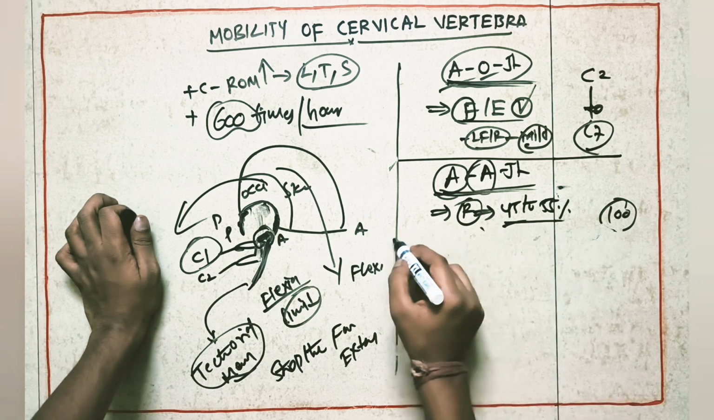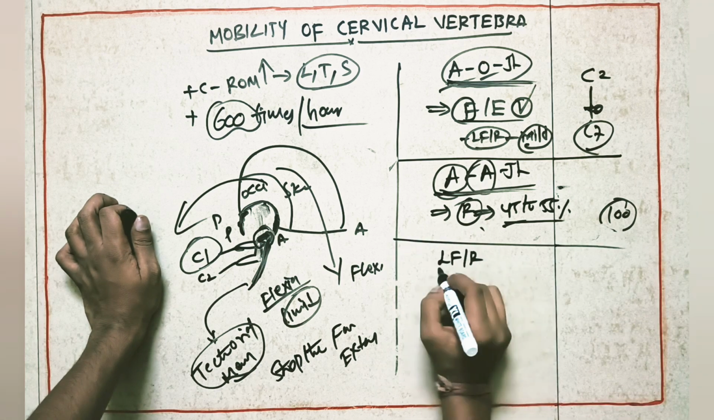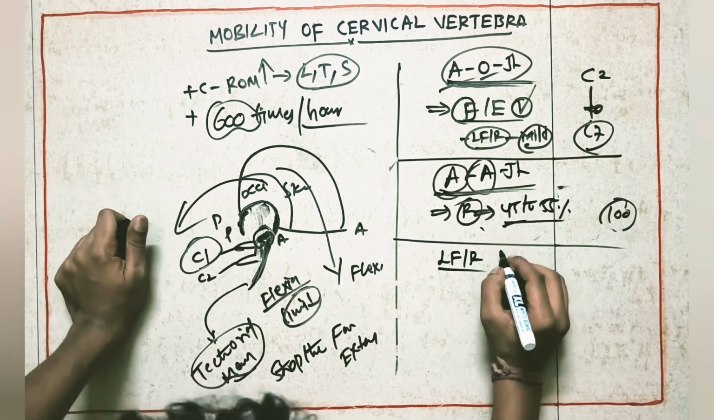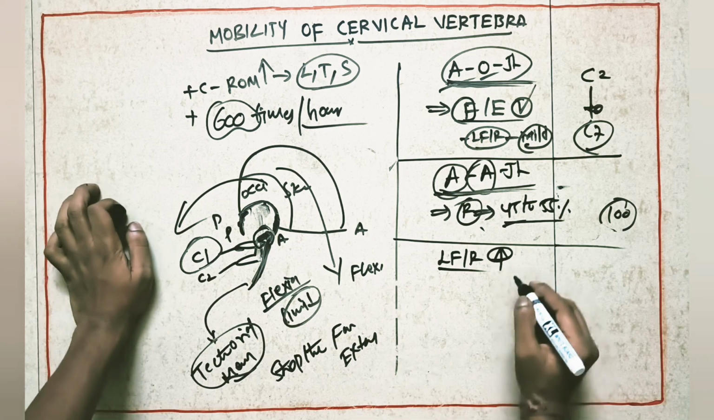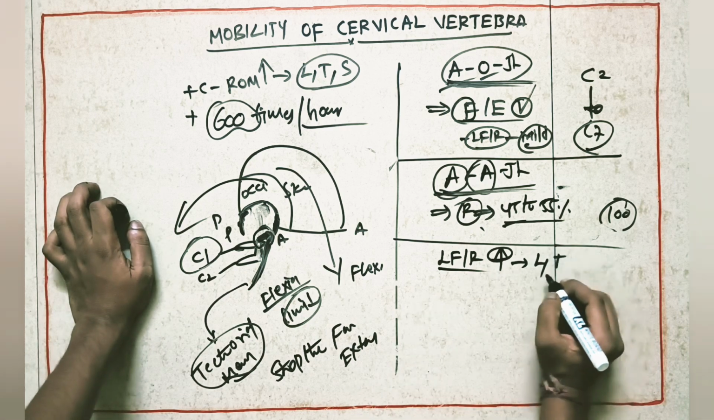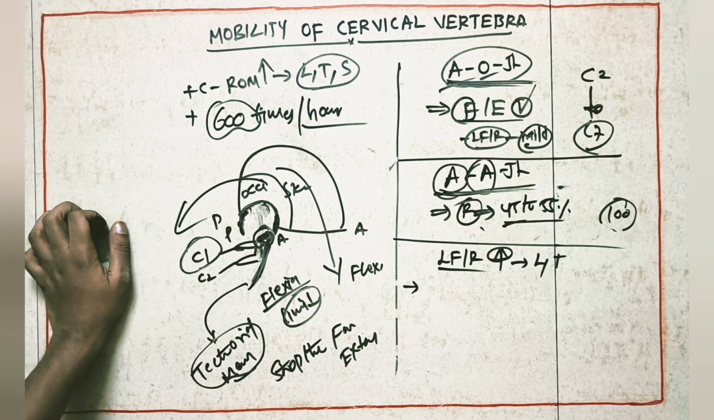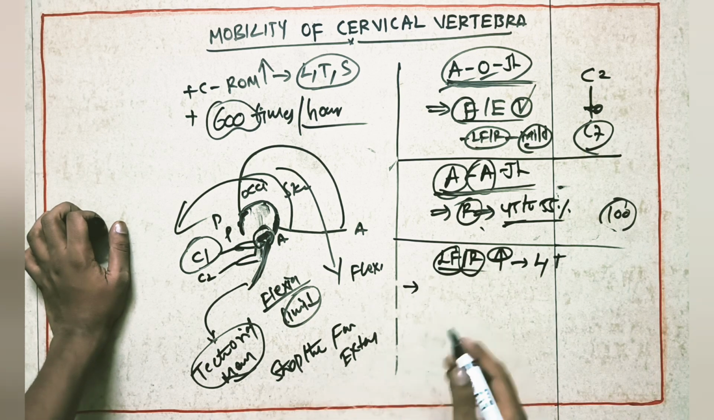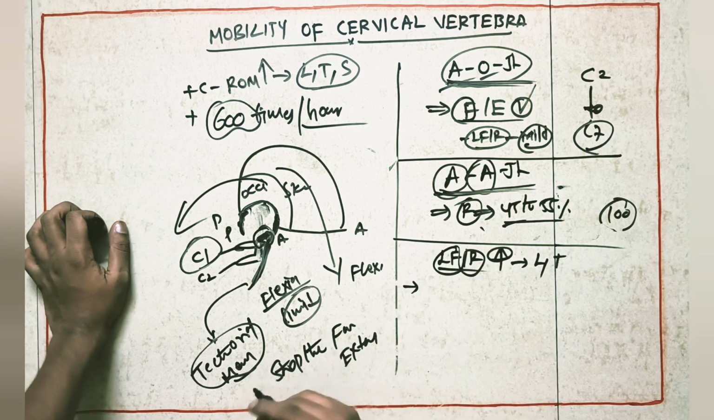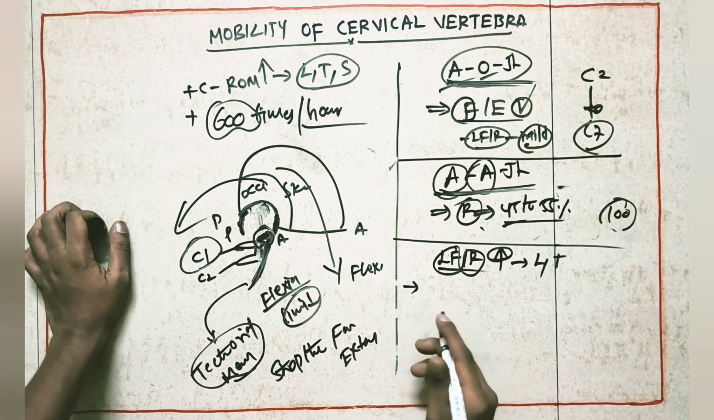Now we come to another point. Lateral flexion and rotation movements have the highest ROM in the cervical spine compared to the lumbar region and thoracic region. So why is this more?